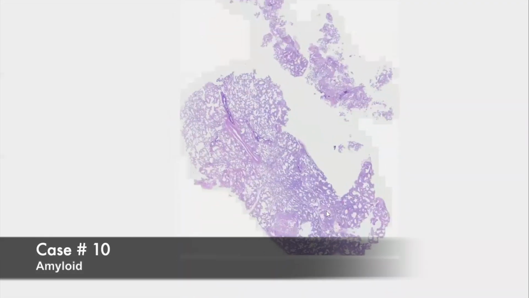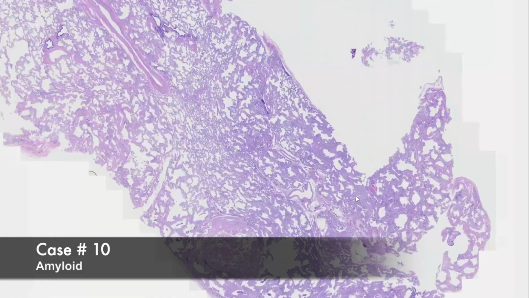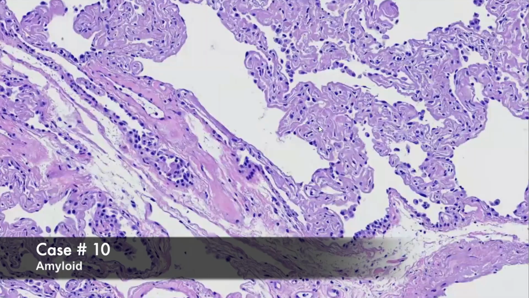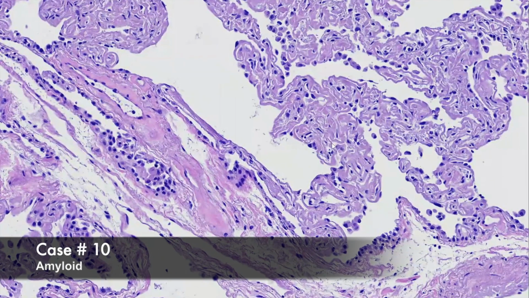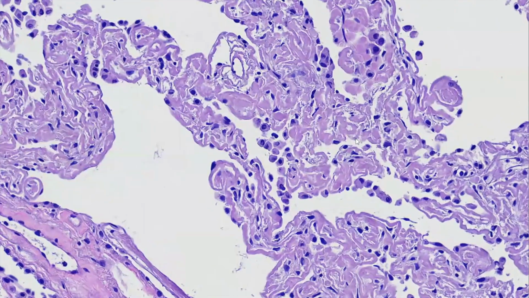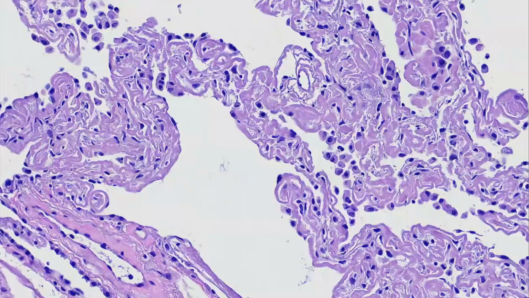Our next case here at low power, you can see it's quite abnormal, even at this low power magnification, where the alveolar septa appear fairly thickened. When we zoom down to higher power, we can see that it's thickened by this material that doesn't really have the same appearance of fibrosis. It's relatively more of this amorphous appearing material that has this prominent cracking artifact.